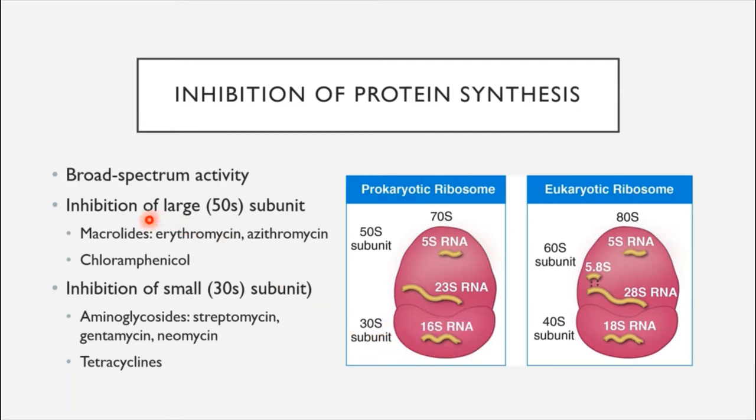Ones that inhibit the large subunit include macrolides such as erythromycin and its semi-synthetic derivative azithromycin, as well as chloramphenicol. Ones that inhibit the small 30S subunit are the aminoglycosides, streptomycin, gentamicin, and neomycin, as well as tetracyclines.